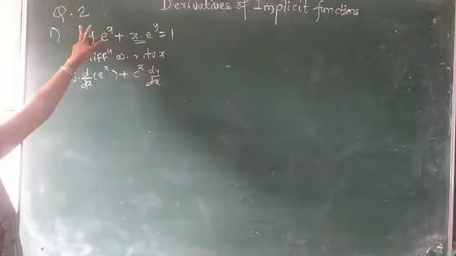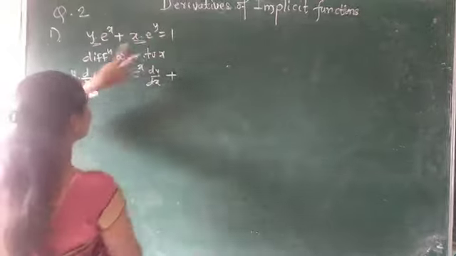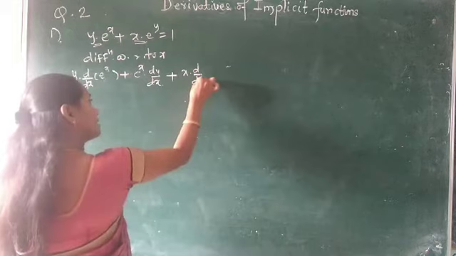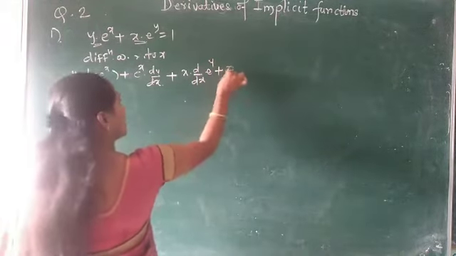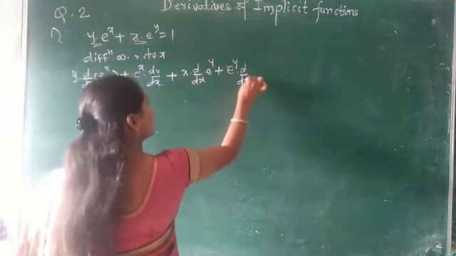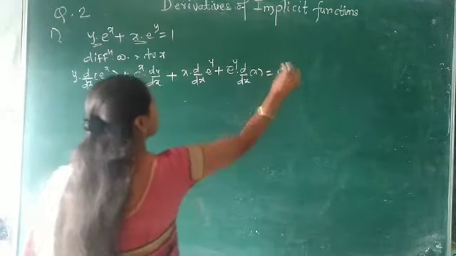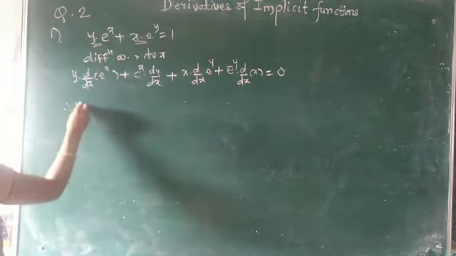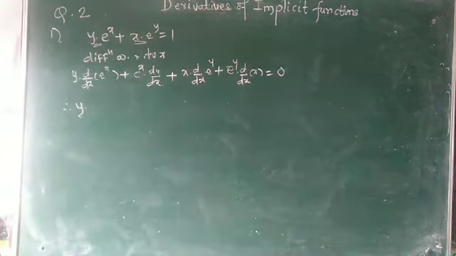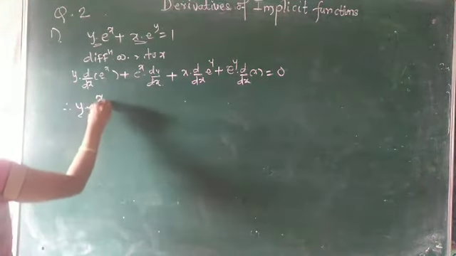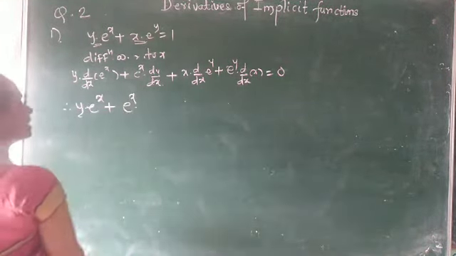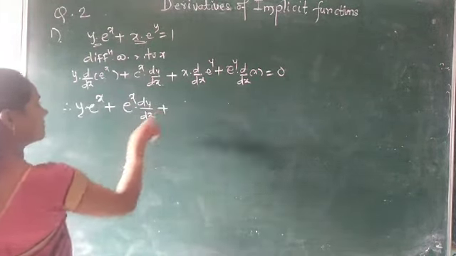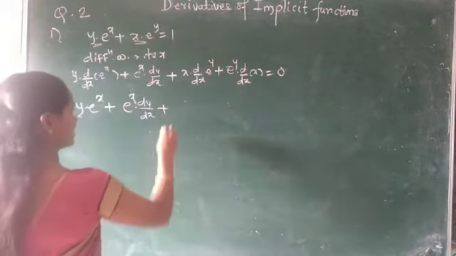We use the product rule on this side, plus again the product rule here: x into the derivative of e raised to y plus e raised to y into the derivative of x, which is equal to 0, because the derivative of 1 is 0 since it is a constant. Therefore y into the derivative of e raised to x, that is e raised to x, plus e raised to x as it is, into the derivative of y, dy upon dx, plus here x as it is.